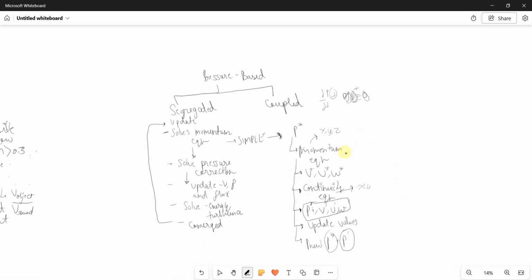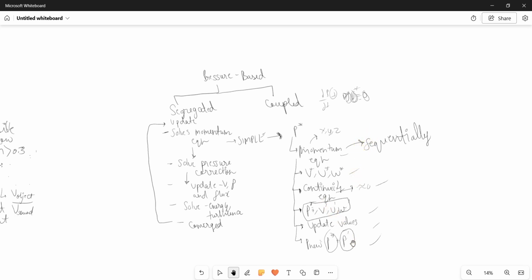So why is it called segregated? It is because it goes sequentially, in the sense that first this step takes place, then this, then this, then this, and then this. So this iteration keeps on happening, and each step of this iteration happens one after the other. That's why it's called sequential, right?